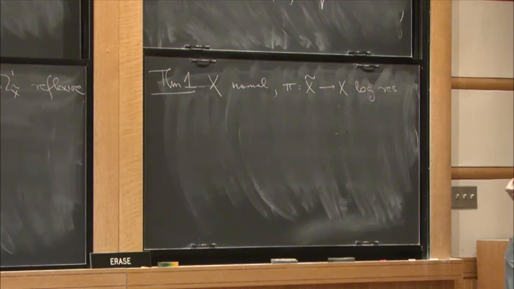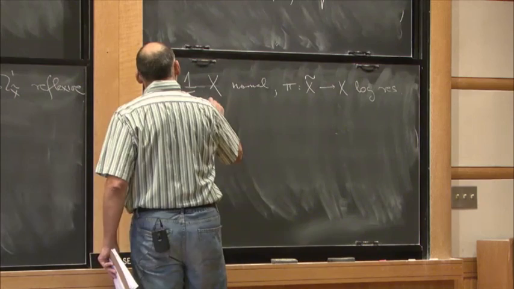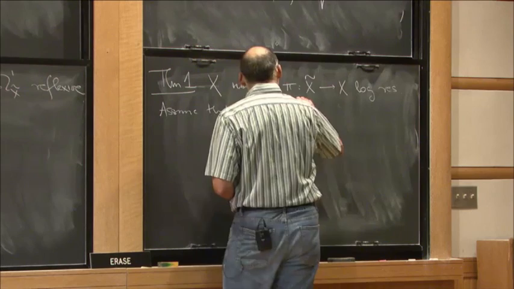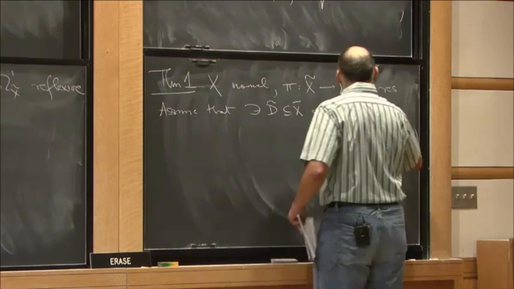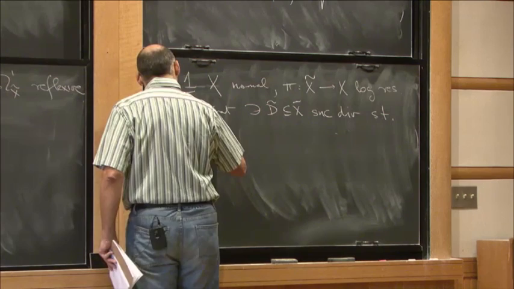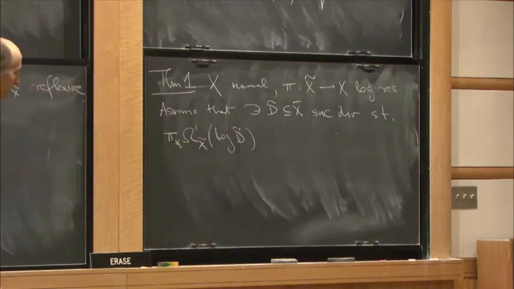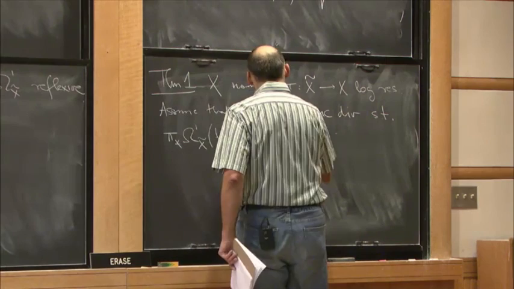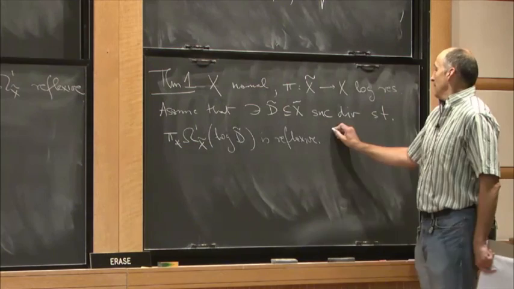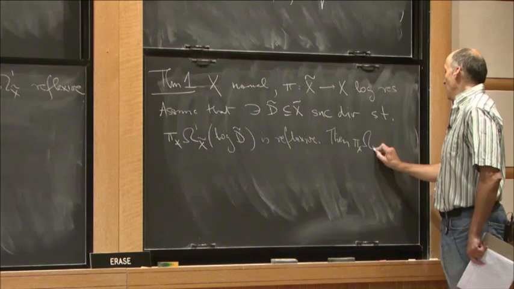And assume that there exists a divisor on X twiddle and an SNC divisor such that the pushforward of the differential one-forms with logarithmic poles along this divisor is a reflexive sheaf. Then that sheaf is reflexive as well. So the pushforward of omega X twiddle to the 1 is reflexive.